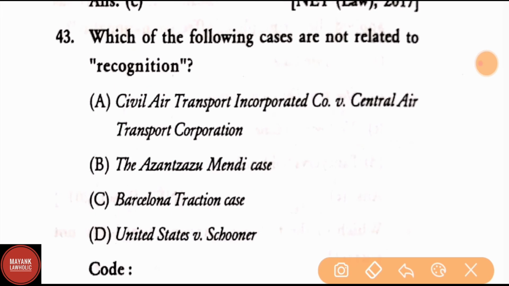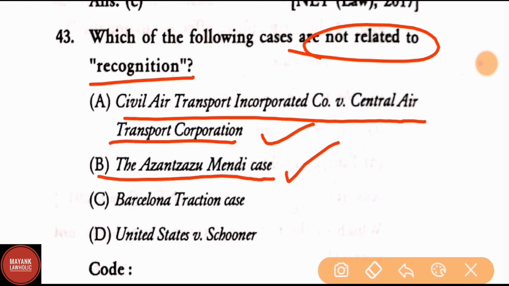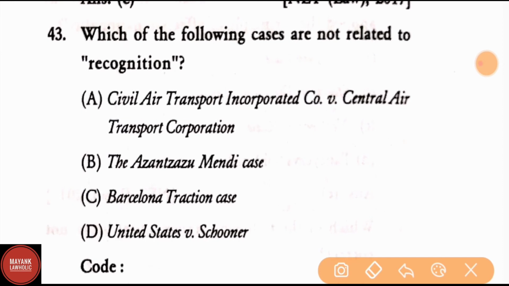Question number 43. Which of the following cases are not related to recognition? The cases related to recognition are A. Civil Air Transport Incorporated Company versus Central Air Transport Corporation and B. the Arantzazu Mendi case. C. Barcelona Traction case? No, this is not related to recognition. D. United States versus Schooner? No, this is not related to recognition. So the correct answer is option C and D are not related to recognition.